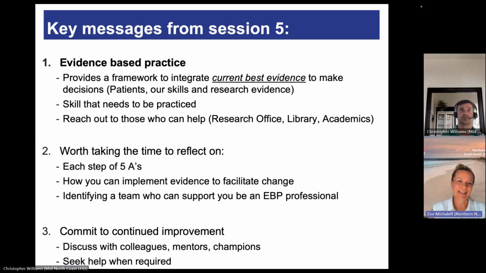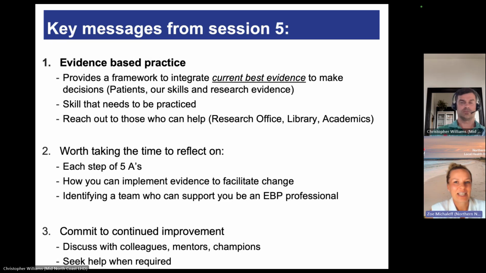Thanks so much, Chris, and thanks for a fantastic overview of the 5 A's, but then taking it one step further in terms of having a look at how we then apply that to actually change clinical practice and inform our clinical practice based on best available evidence. So that's a great stepping stone into the implementation world.